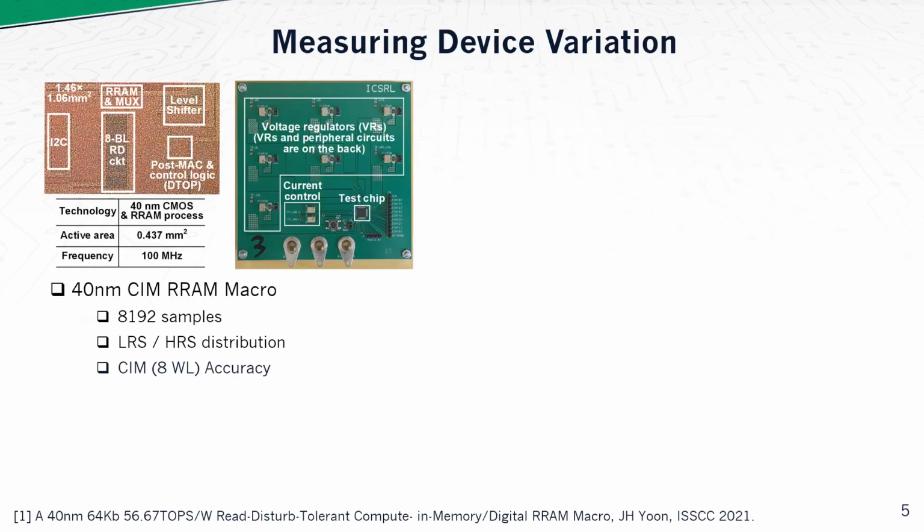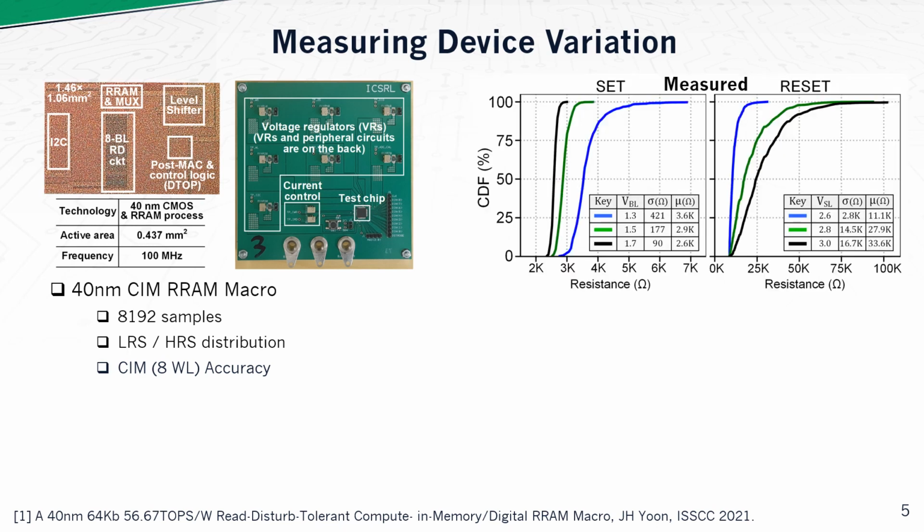All memories used to perform compute memory suffer from device variation. In this work, we focus our attention on resistive RAM, and to gather realistic data about device variation, we collected 8,000 measurements on a 40 nanometer foundry RM array that our co-author, Jong-Hyeok, recently presented in ISSCC 2021. First, we show the resistance distributions of the set operation for the low resistance state and reset operation for high resistance state. We collect data for 3 different write voltages and show the distributions as cumulative distribution functions.